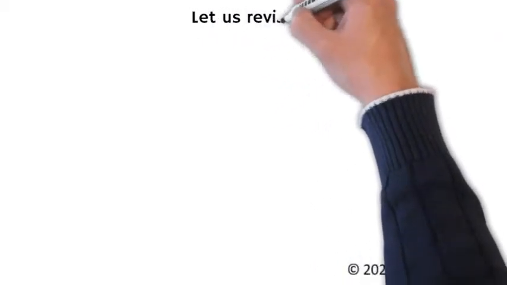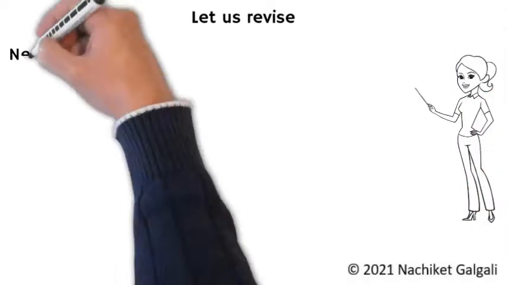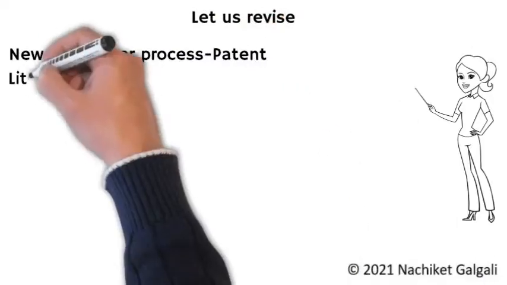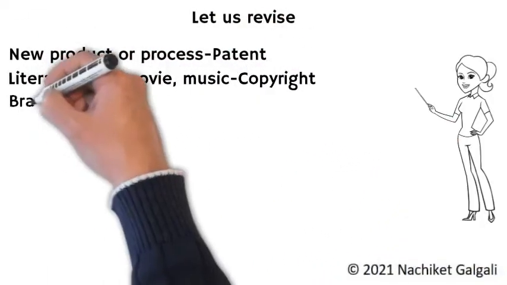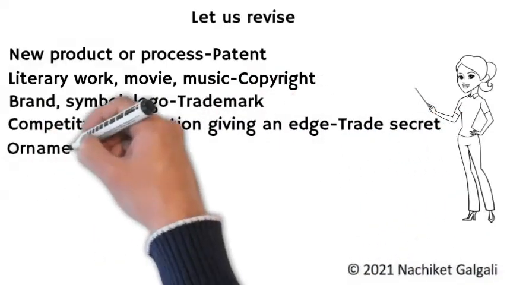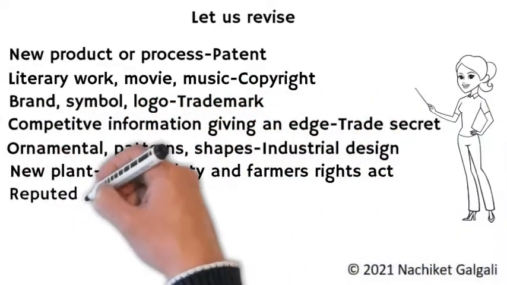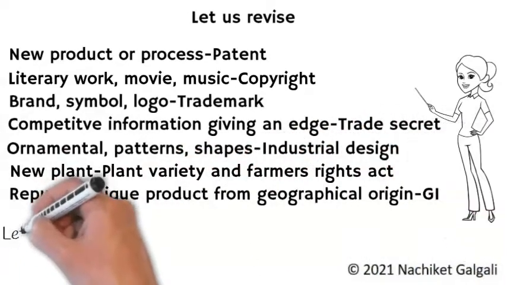In the earlier video, we saw how we can protect different types of innovation and different ways of protecting them. We got introduced to patent, trademark, copyright, industrial design, trade secret, plant variety, and geographical indication. In this video, we'll look into the details of patent.